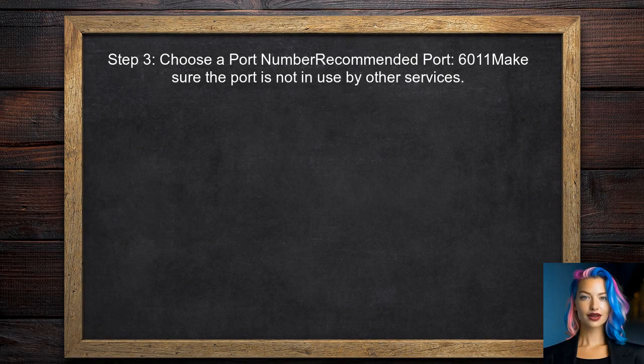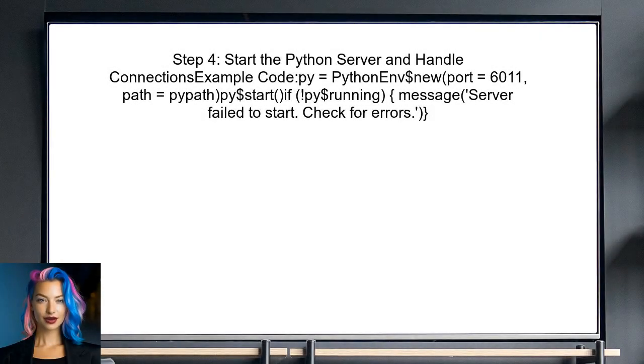Now the user needs to choose a port number for the server. It's important to ensure that the port is not already in use. A common choice is port 6011. Finally, the user should ensure that the Python server is started correctly and that the connection is established. This involves checking the server status and handling any errors that may arise.